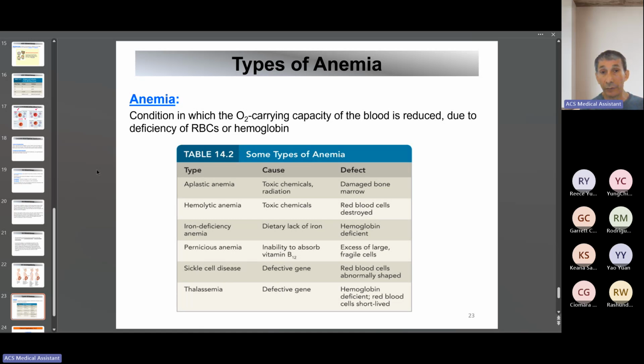So remember, hemoglobin is a question that is asked in exams. Hemoglobin is a protein. And what is the function of hemoglobin? Transport oxygen inside every single cell of our body and remove carbon dioxide. That's the function. So let's talk about types of anemias, just for you to know.